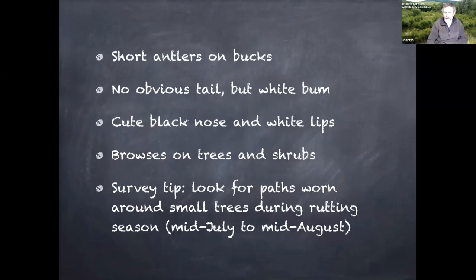And a good survey tip is if you find small trees with circular paths around them, sometimes you have a couple of trees side by side and it'd be a figure of eight path between the two trees. That will be the roe deer in their rutting season between July and August, going round and round in circles around the trees and sometimes thrashing them with their antlers as well.